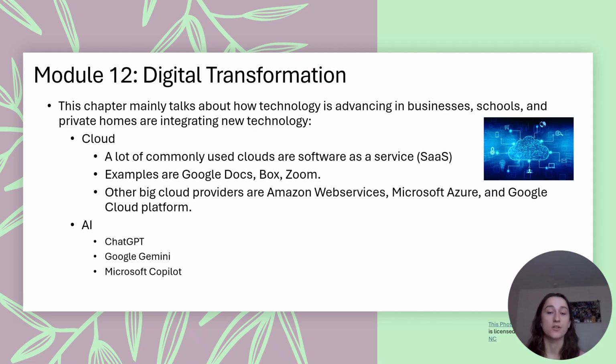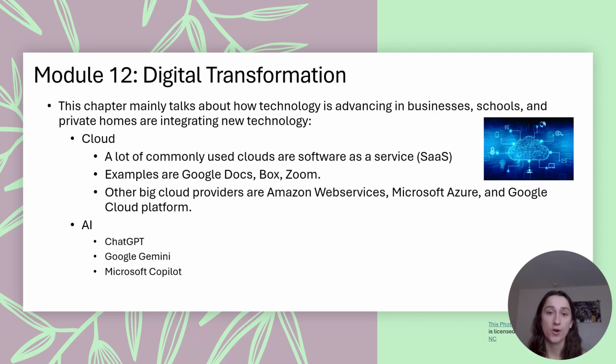So Module 12 was on digital transformation. This chapter mainly talks about how technology is advancing in businesses, schools, and even private homes are integrating new technology into their everyday life. Two types of these technologies that are becoming very big recently would be cloud technology and AI. So, cloud refers to the delivery of on-demand computing services like servers. Storage is a really big one. It's used for databases and software.